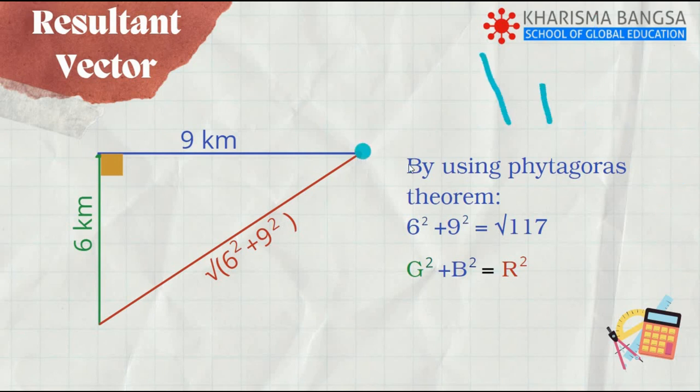As simple as that. Or, on the other hand, the basic formula is green line squared plus blue line squared is equal to red line squared.